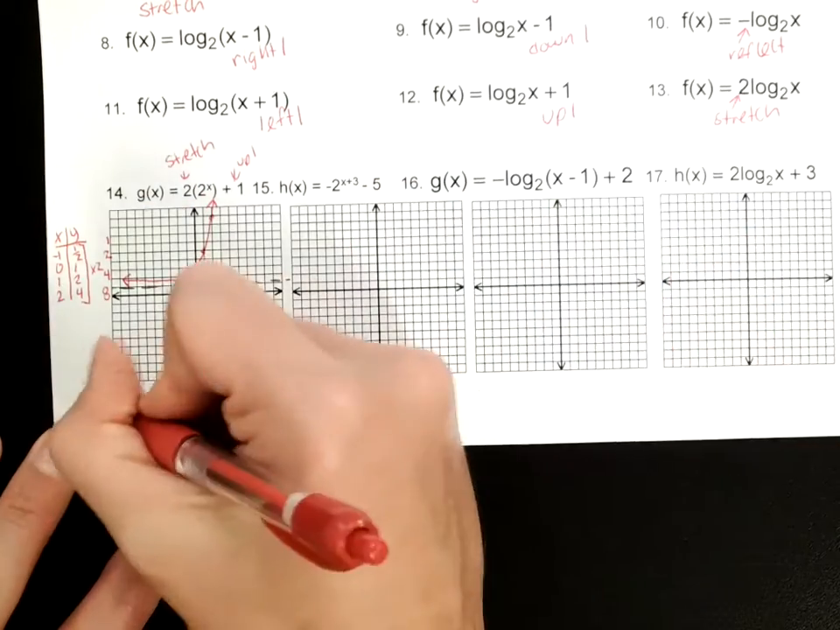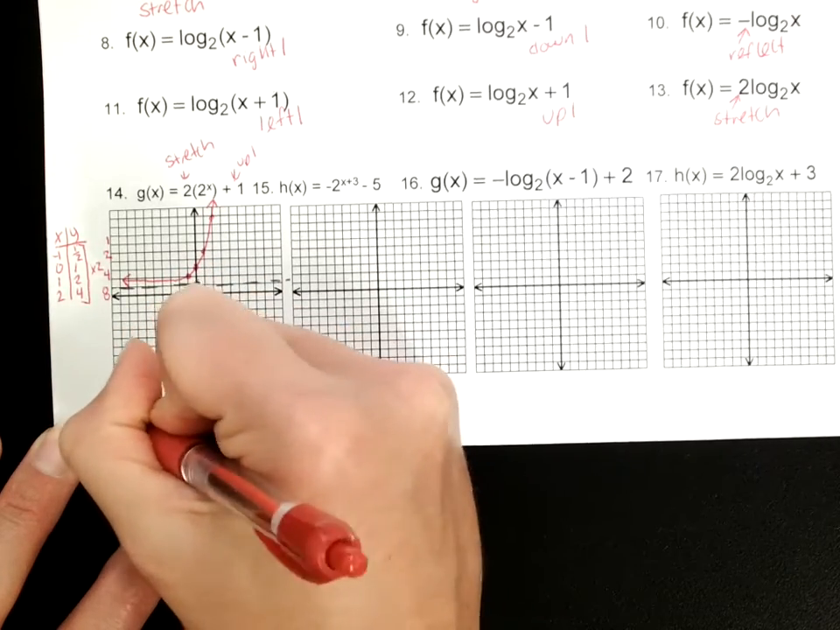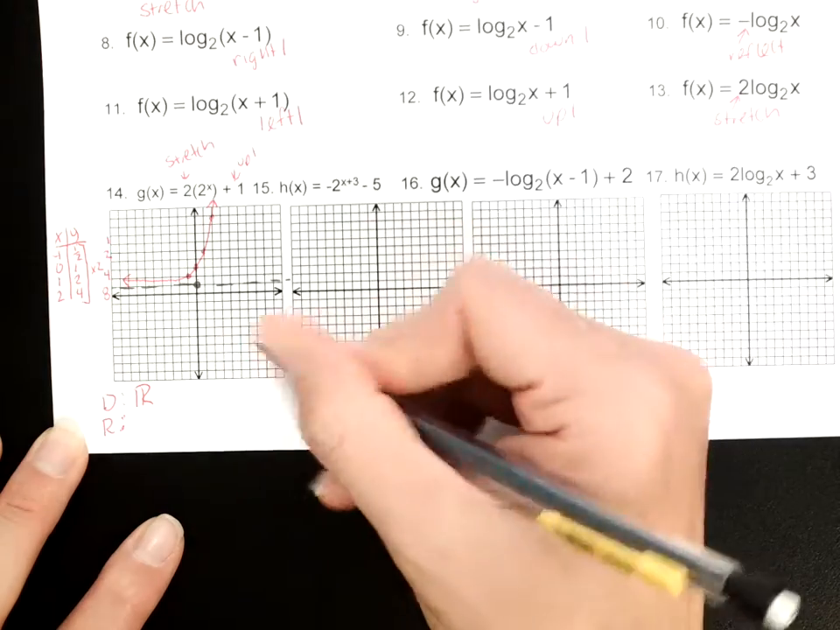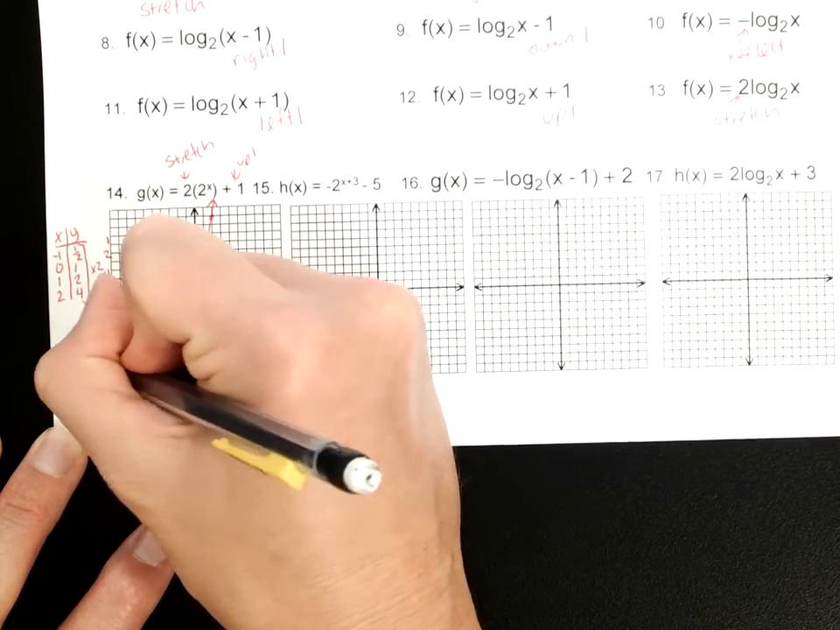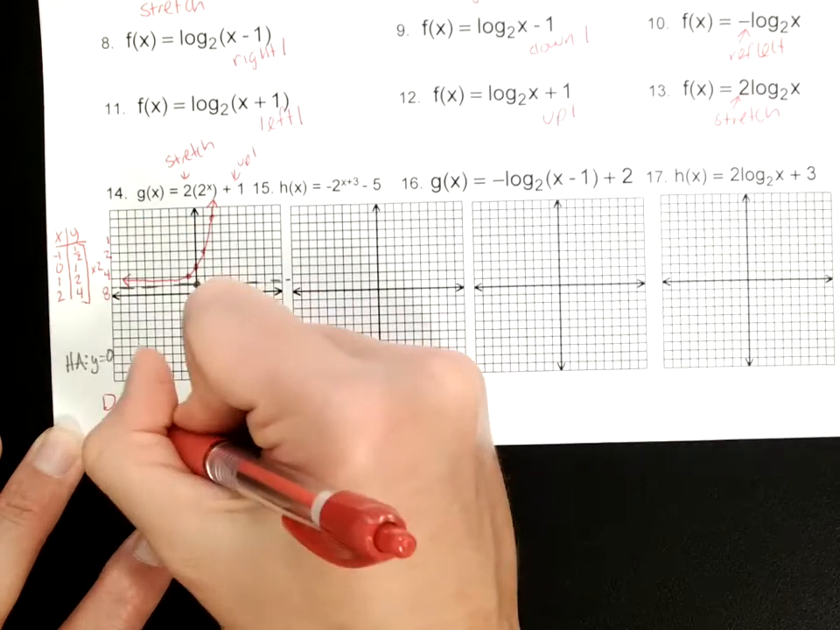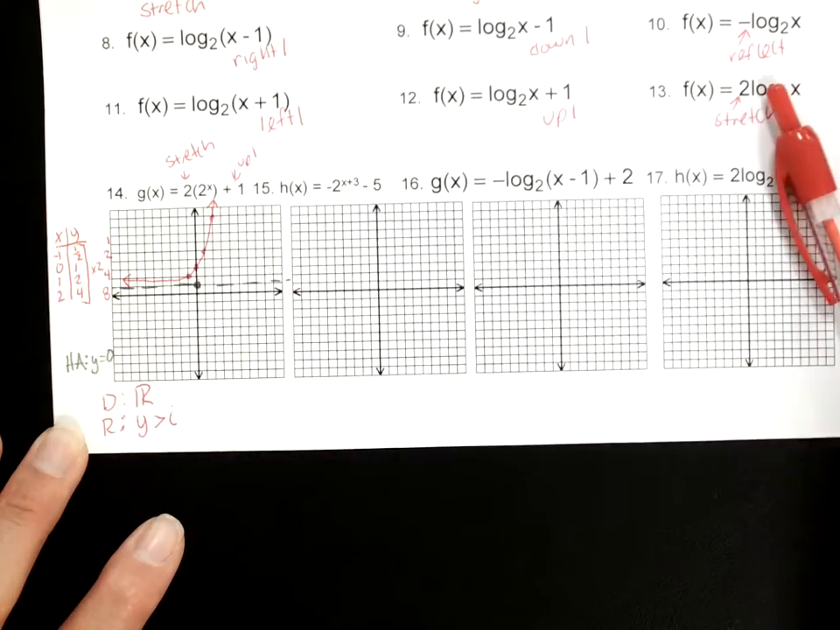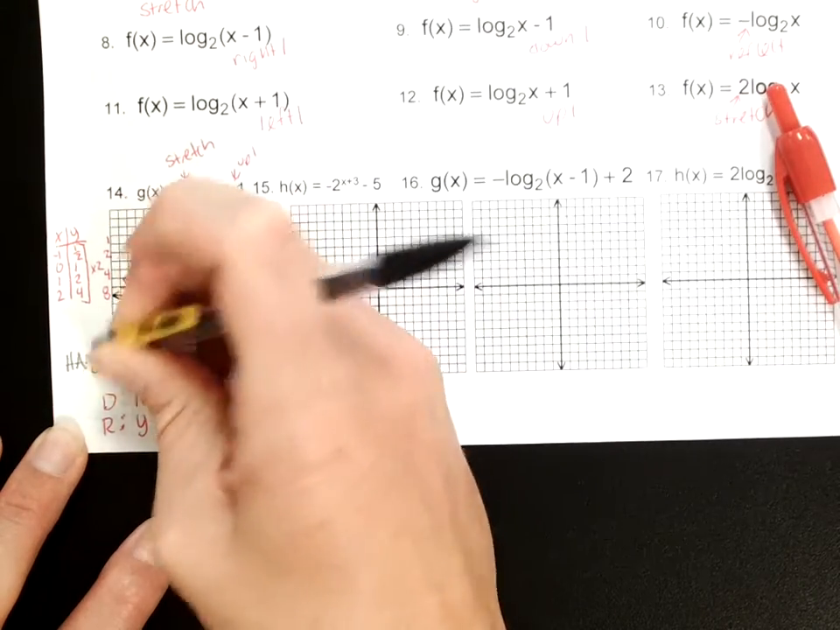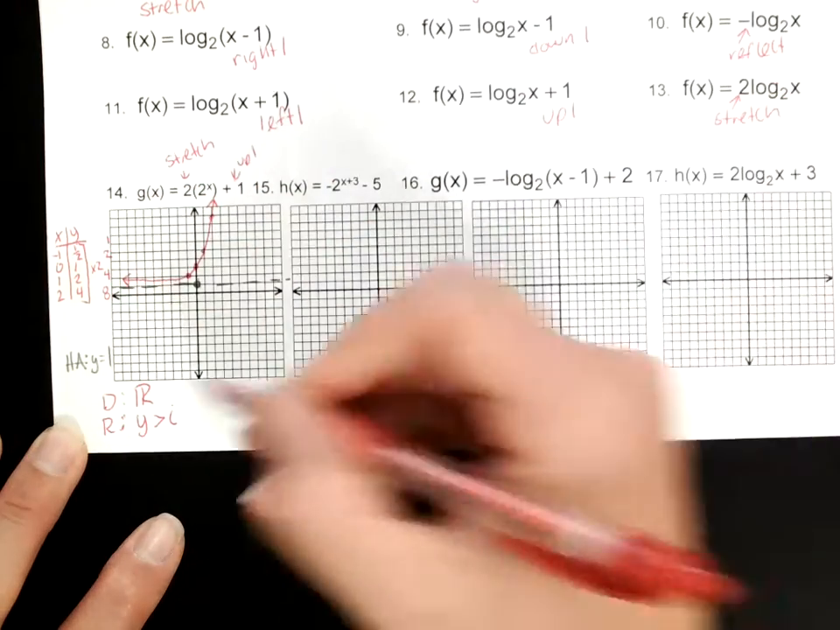Domain for this graph, still all real numbers. Range, again, if I had identified this is a horizontal asymptote, that's at y equals 0, so my range is going to be y is greater than, I'm sorry, it's not at 0. We moved it, it's usually at 0, but we've moved it up 1. So now it's at y equals 1, so our range is going to be y is greater than 1.